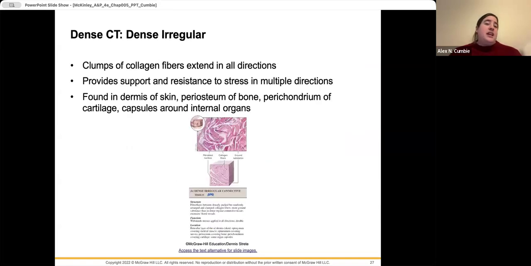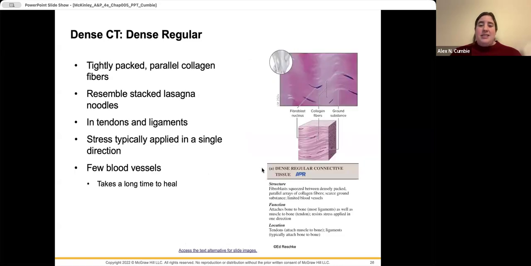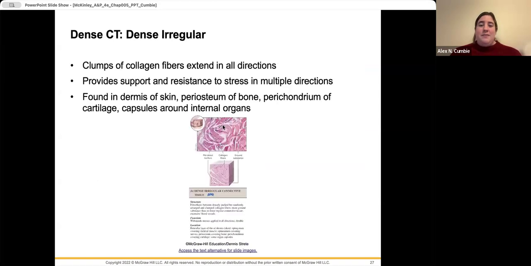The second type of dense connective tissue is dense irregular, very similar to dense regular, except for the orientation of the collagen fibers. We still have fibroblasts highlighted in this purple, but they make their fibers not in these nice lines that are tightly packed like you see for dense regular. They make them in a random, multiple-direction, irregular pattern. This is to provide support and resistance to stress.